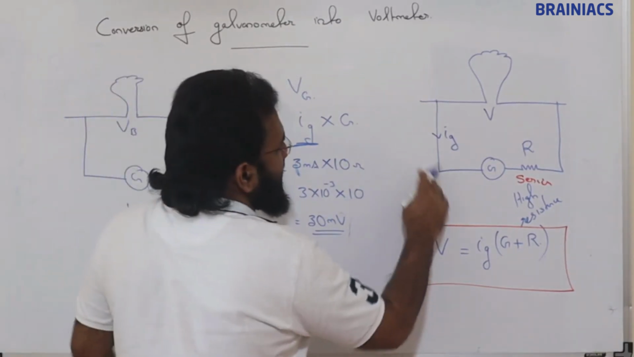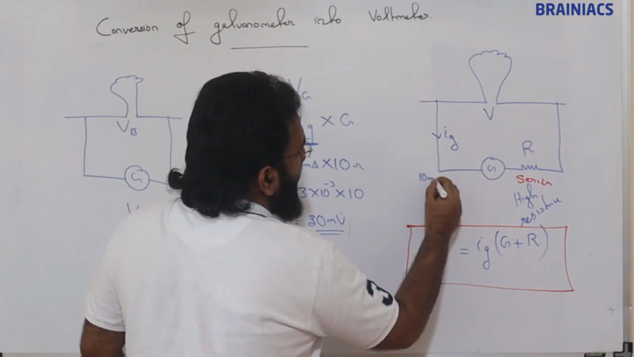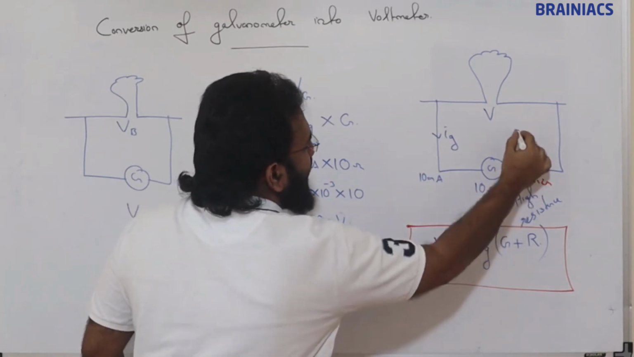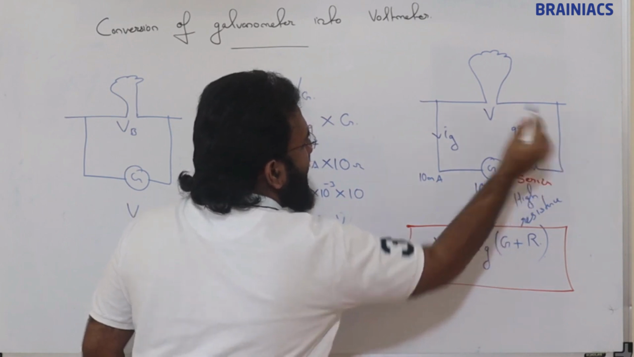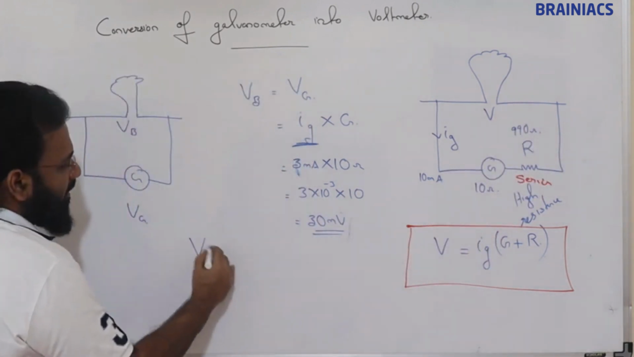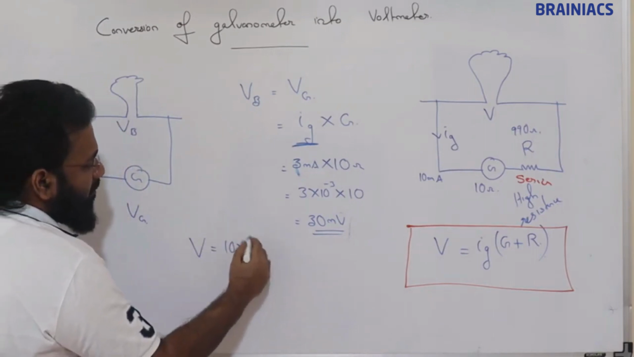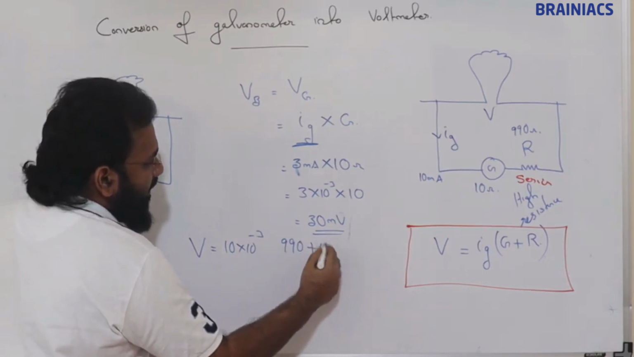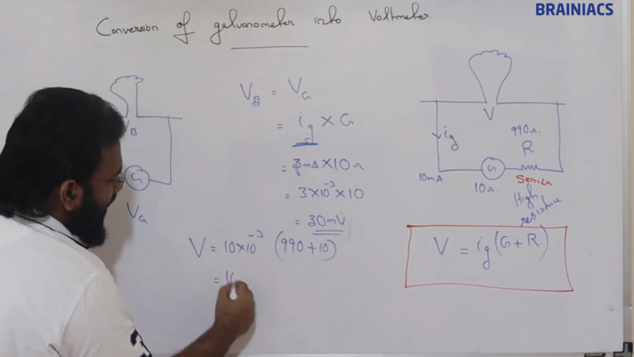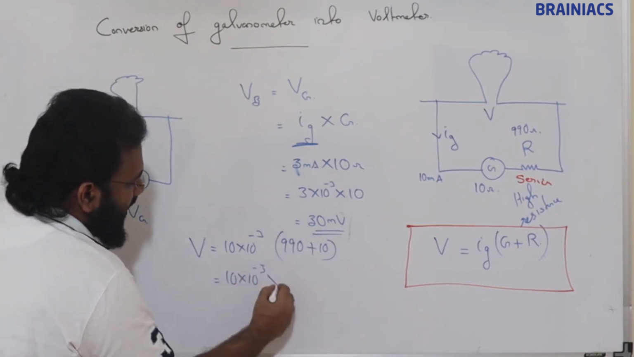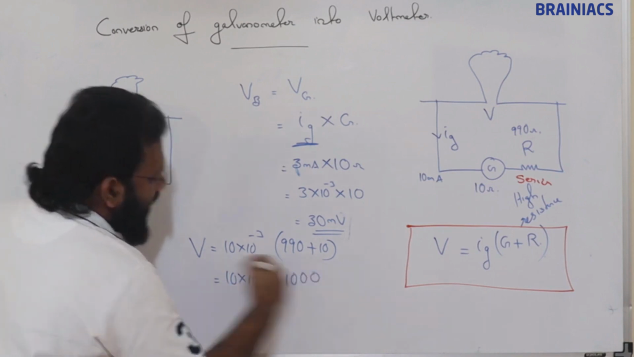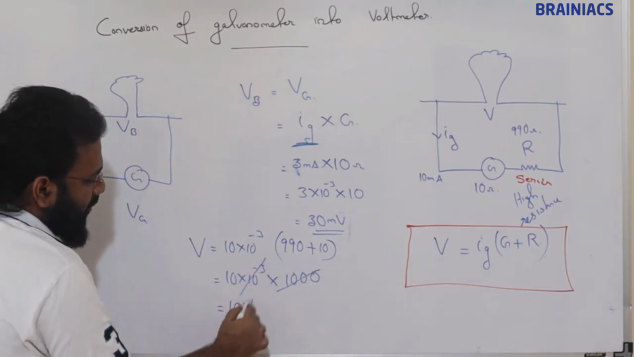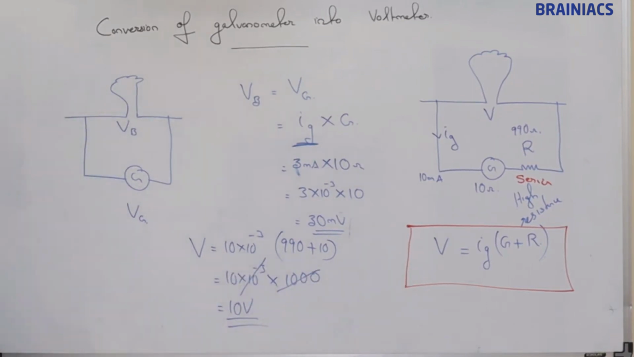Suppose this Ig is 10 milliampere, this is 10 ohm, this value is 990 ohm. The voltage will be what? 10 into 10 raised to minus 3 into 990 plus 10. So 10 into 10 raised to minus 3 into how much? 1000. So if we measure, this is going to be 10 volts. So we will be able to measure 10 volt also.